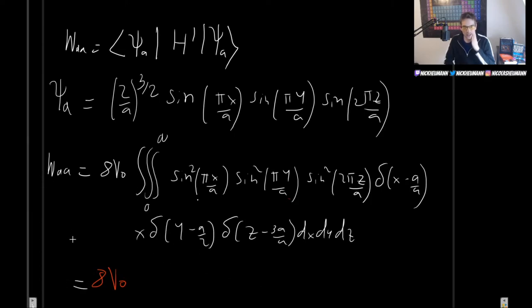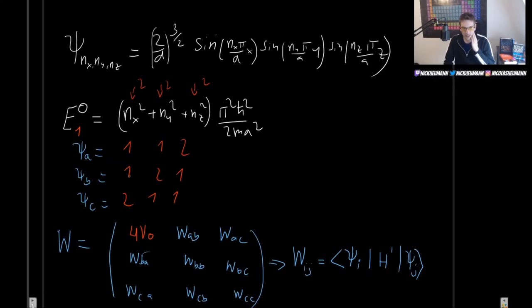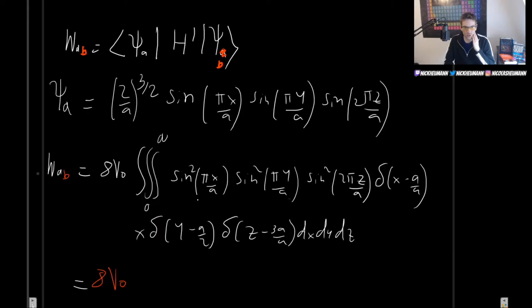So now let's go for Wab. Now, what is Wab? Now instead of Psi AA over here, we're going to get Psi AB, which is, instead of an A here, it's going to be Psi B. And what is Psi B? Psi B is the same as Psi A, except now the state that we defined as Psi B is 1, 2, 1. So instead of having a 2 right here, the Psi B has a 2 in here.